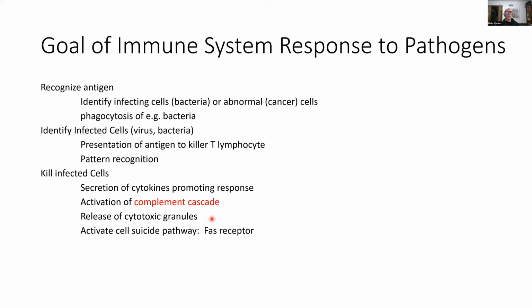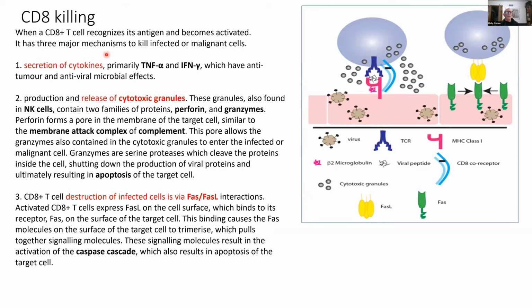Cytotoxic granules are one way cells are killed, and then activating the cell suicide pathway is another way. So this is a way CD8 T cells kill. So this is the T cell. This is an infected cell. No, I'm sorry. This is the infected cell. This is the T cell.